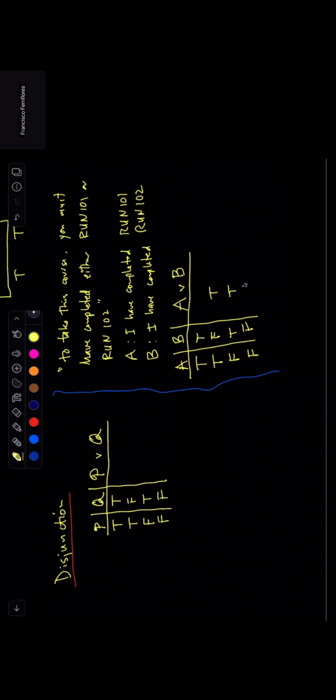In the last row, suppose that I have not taken either 101 or 102, then obviously I haven't satisfied the requirement, so it's false here. A or B is false. It's not true that I have completed Run 101 or Run 102 if I haven't completed either one of them.